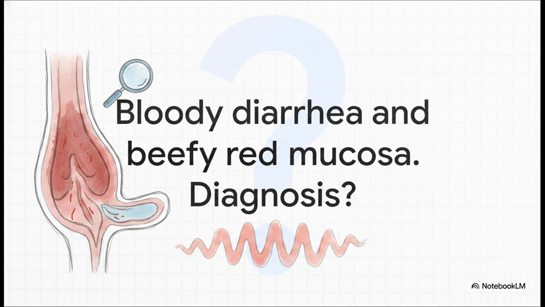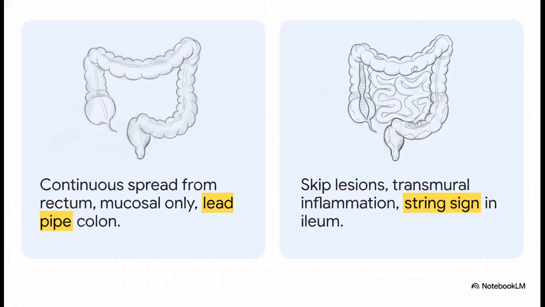That continuous mucosal inflammation starting right in the rectum is the absolute classic clinical hallmark. Now, to really lock this in, you've got to contrast that continuous, purely mucosal spread of ulcerative colitis against the transmural skip lesions you'd see in Crohn's disease. UC literally creates a smooth lead pipe colon because of those lost haustral folds. Crohn's, on the other hand, typically displays a fibrotic string sign narrowing, usually down in the terminal ileum.